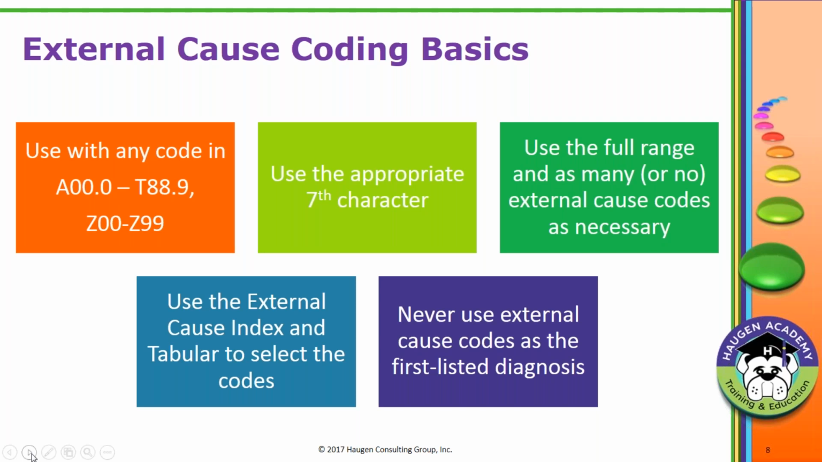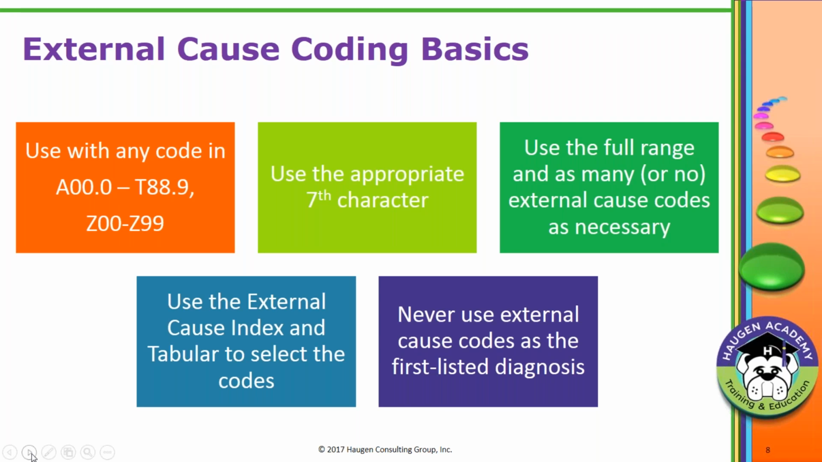The external cause codes are used for length of treatment, so use that appropriate 7th character, and we're going to have just a friendly little review of what those 7th characters are and when they should be applied. They also tell you in your coding guidelines that you should use the full range. So use as many external cause codes as necessary, or don't use them. There are rules for when you won't use them as well, and we'll have a friendly reminder of those.